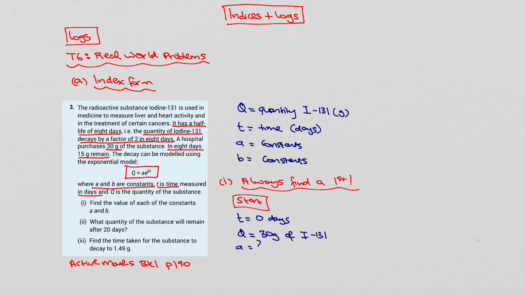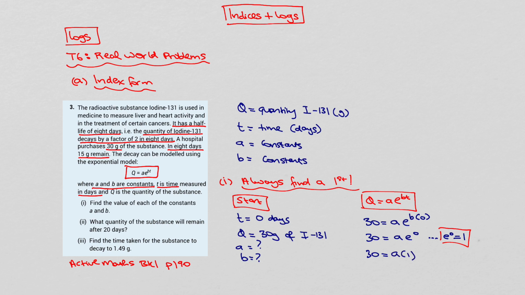I don't know what A is, and I don't know what B is. So I write down my given equation, Q equals A e to the bt, and then I just simply sub in my numbers. So Q is 30, A I don't know, B I don't know, but the time is 0. So that's nice because it gives me e to the power of 0, because b times 0 is 0. And of course we know that e to the power of 0, or anything to the power of 0 for that fact, is always going to be 1. And therefore that gives me 30 is equal to A times 1. In other words, A equals 30.